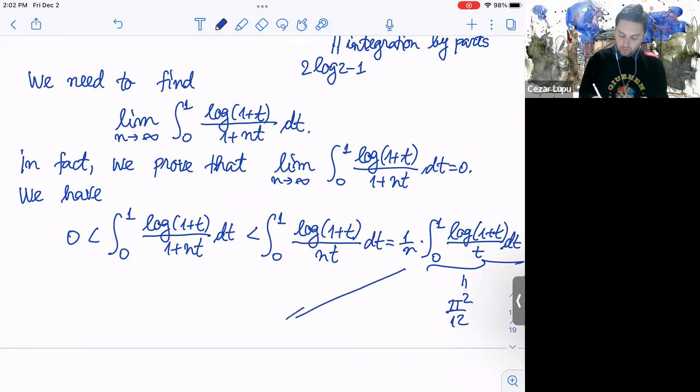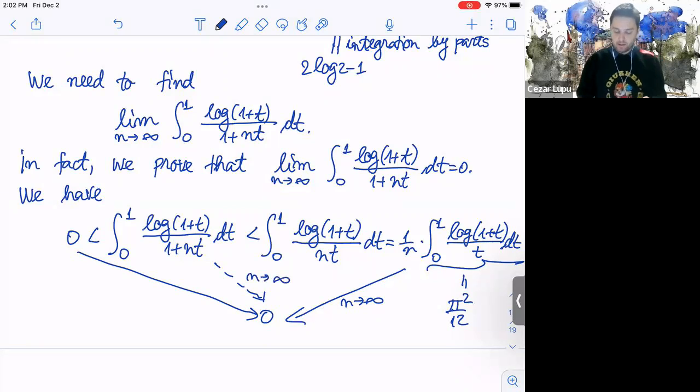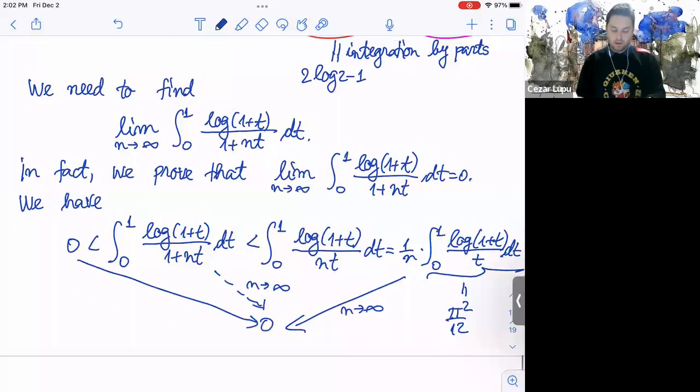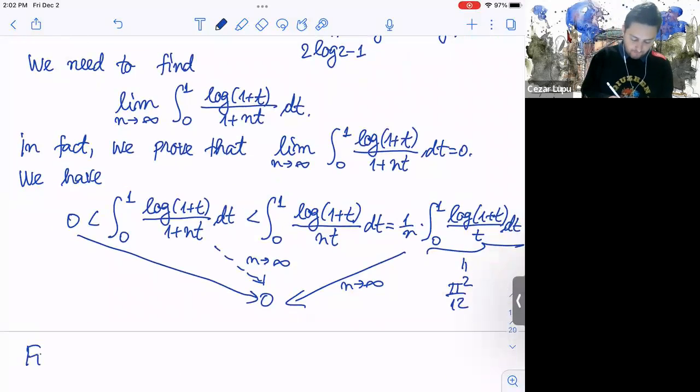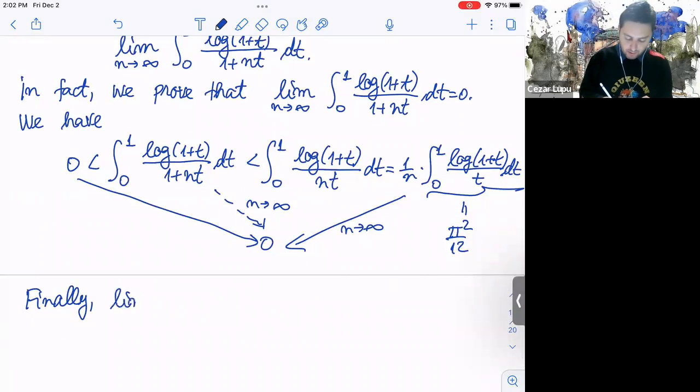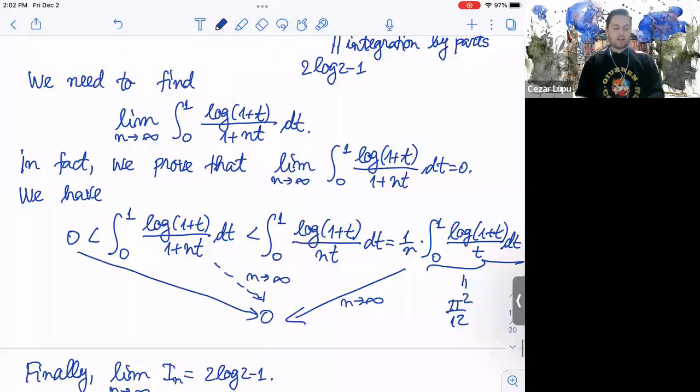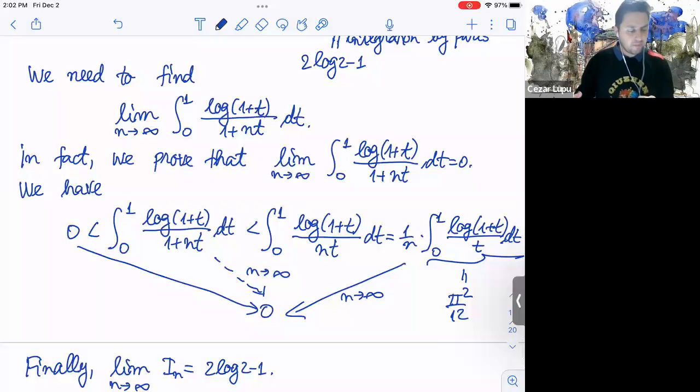And from the squeeze theorem, we have a factor 1 over n. As n approaches infinity, this goes to 0, and this goes to 0 as well. So basically, this will go to 0 by the squeeze theorem. So again, indeed, this is 0. And now finally, the limit as n approaches infinity of my integral I_n is nothing other than just 2 log 2 minus 1. And that's it. So that's the first solution, which is more elementary.